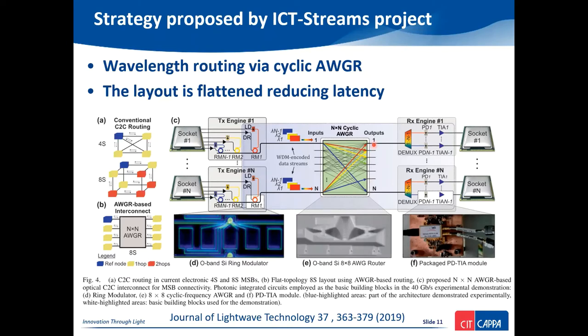So it's a passive wavelength routing strategy that gives very fast, efficient connections from one to the other. Whereas in conventional routing you make multiple hops, here with the cyclic AWG you can have a far more efficient, faster, flatter topology.